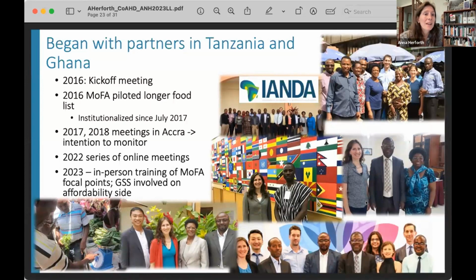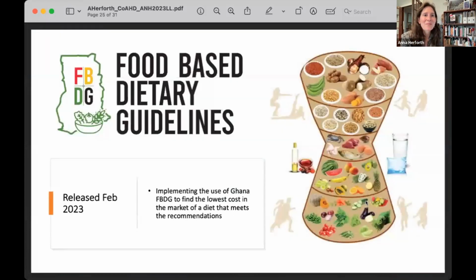showing a real commitment to tracking this indicator over time. And so, we've had a series of meetings with stakeholders in Ghana and also in Tanzania over the last few years. In Ghana right now, there's a lot of interest in really moving this into mainstream. Rachel and Christina were there a couple months ago to do an in-person training on the calculations with the government focal points.